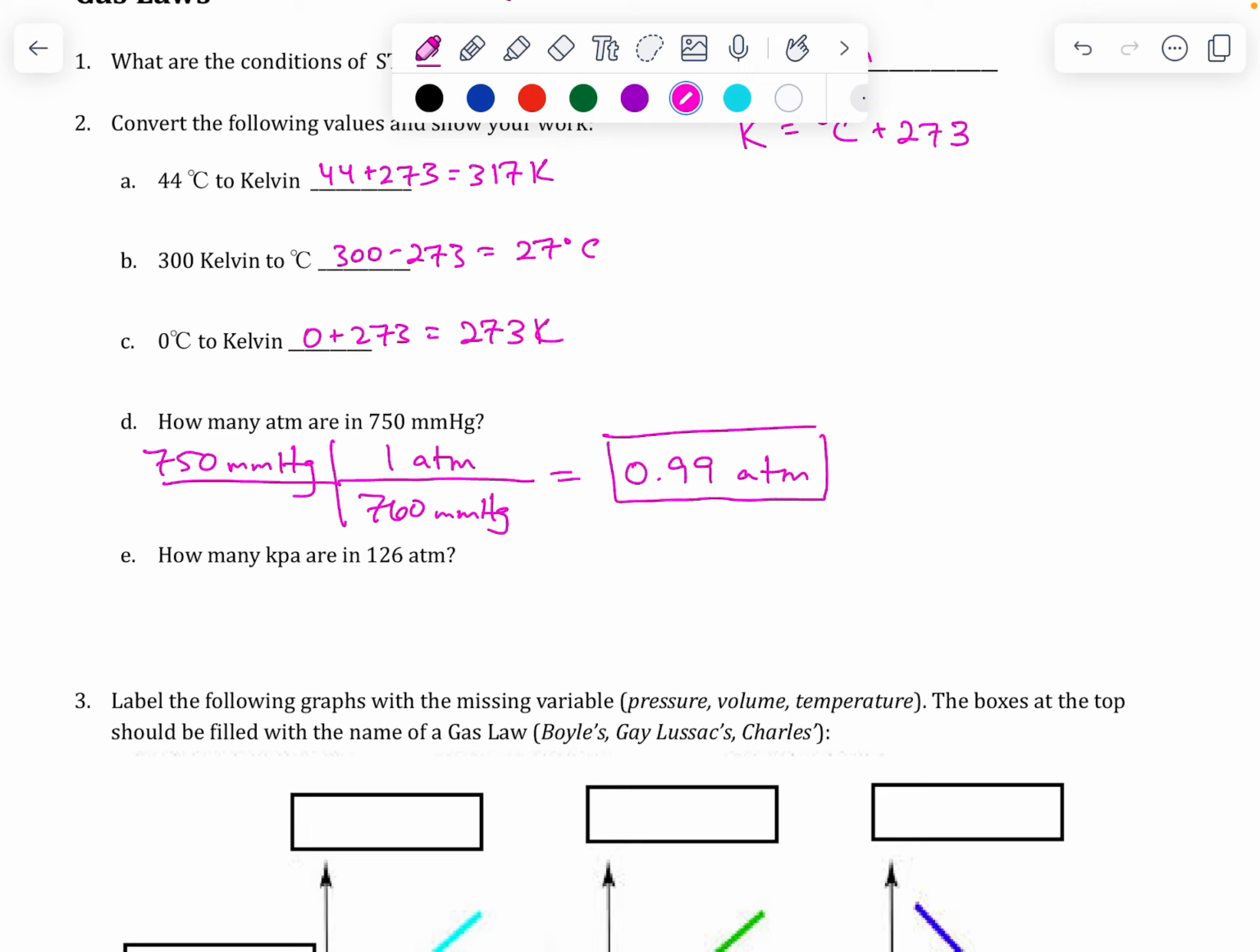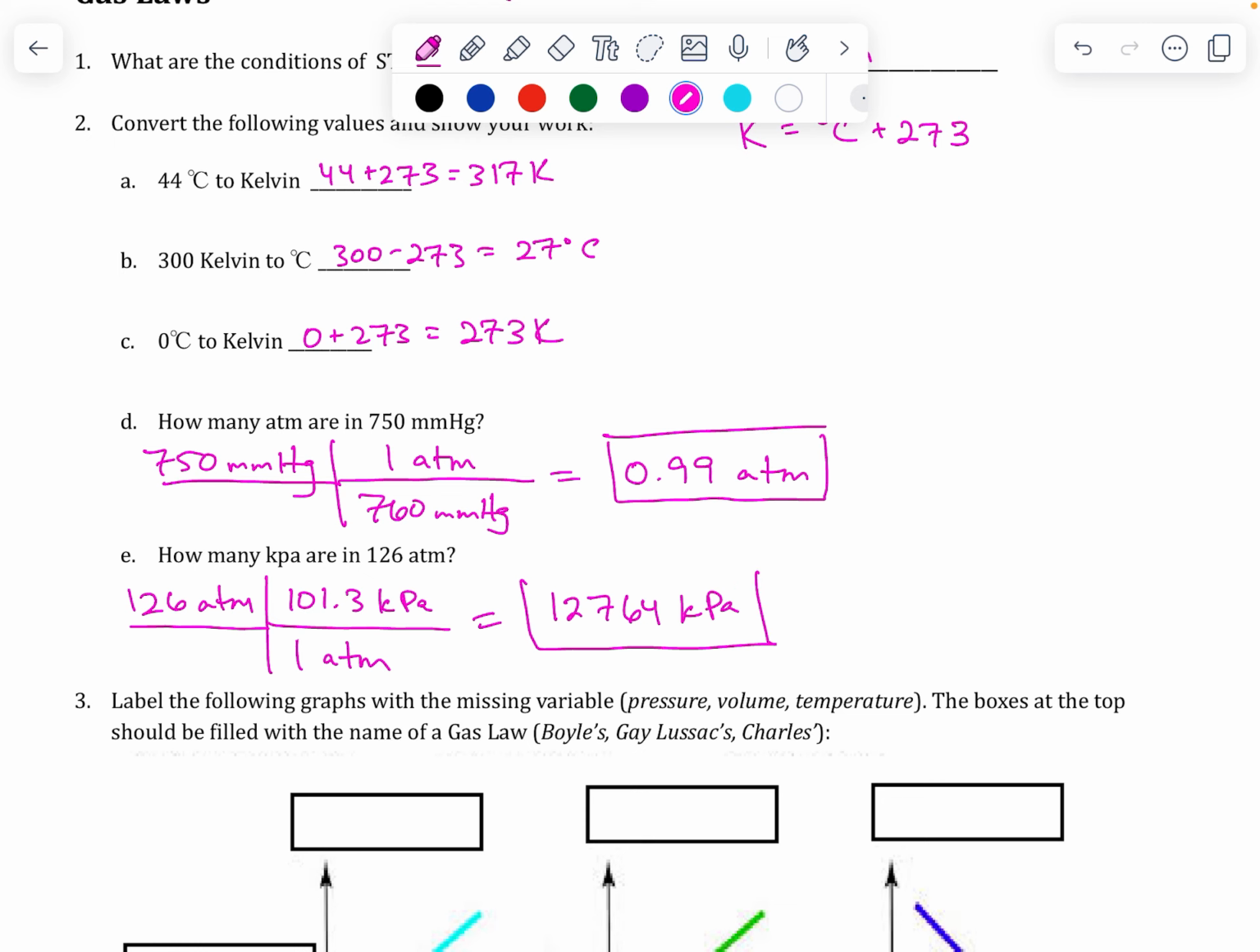All right. And then we do the same thing. We start with atmospheres here, and we convert. I know that for every 1 atmosphere, we have 101.3 kilopascals. You'll be given these conversions as well, just like you'll be given other conversion factors too. And we end up with, I believe, 12,764 kilopascals, if I read that correctly.